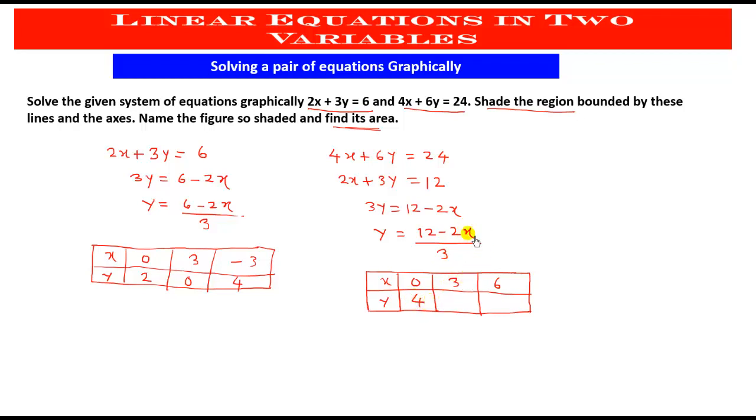Then put the value of x as 3. 3 2s are 6. 12 minus 6 will be 6 and 3 2s are 6. So the corresponding value of y will be 2. Then put the value of x as 6. 6 2s are 12. 12 minus 12 will be 0. So 0 upon 3 will be 0. So the y will be 0. Now we have got the three suitable solutions of the two equations, and now we will plot the graph.